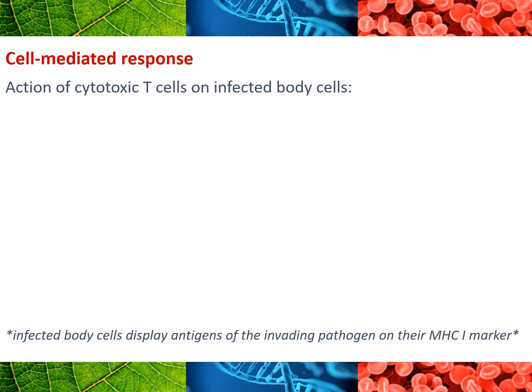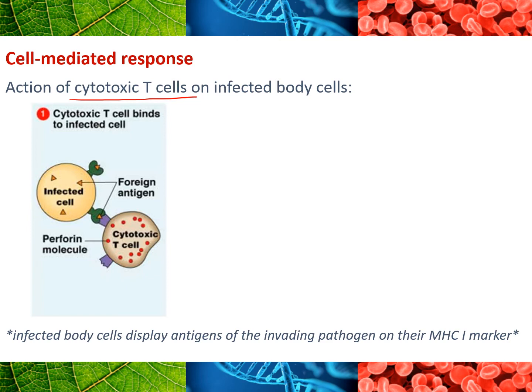Just going to look quickly at the action of those cytotoxic T cells. So the way they actually destroy infected body cells. We've got the cytotoxic T cell here, and then we've got here our infected cell, and you can see we've got viruses in there, and we've got these bits of antigen that actually get displayed on the MHC1 marker of those infected cells.